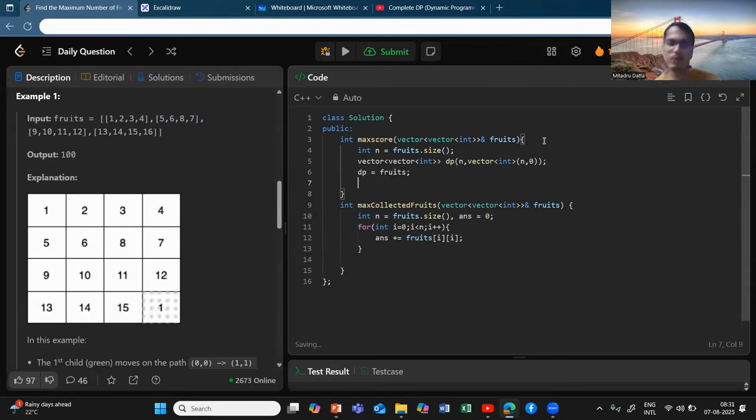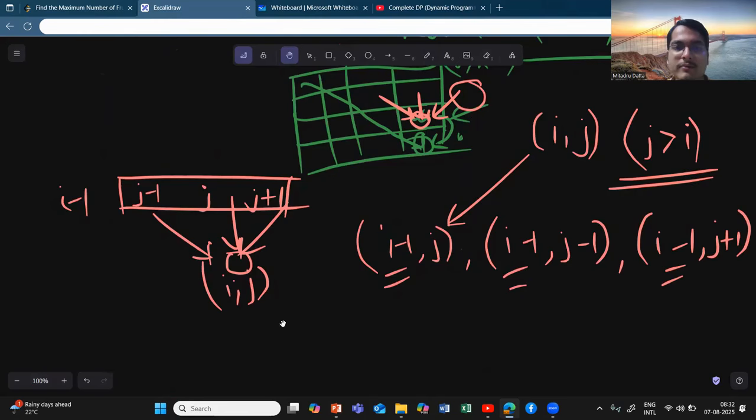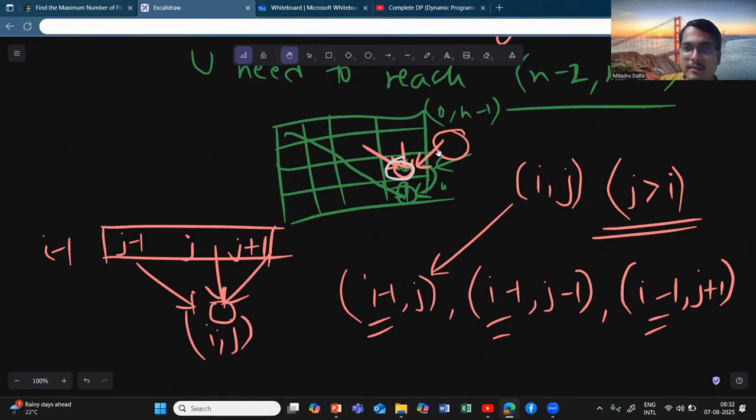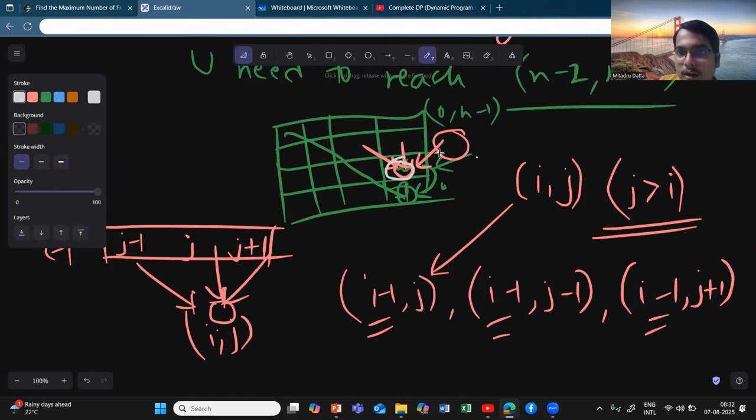And now what I should do? Okay, so I should go from, I already told you that I'm traversing backwards. So I am traversing backwards, starting from this point. Okay, I'm starting from this point, and if you try to see, I will again go. So I'm starting from I equals to n minus 2, and I need to go here or here?